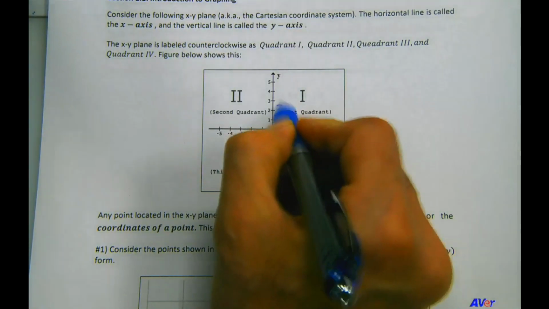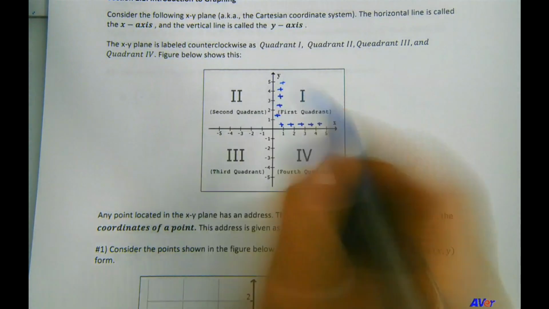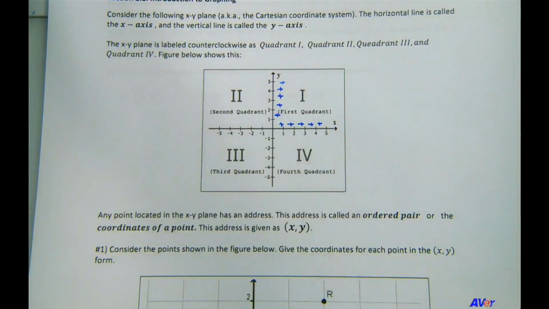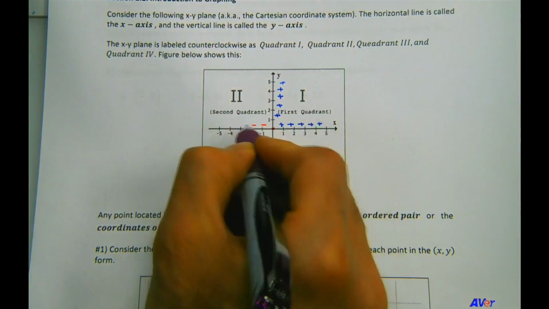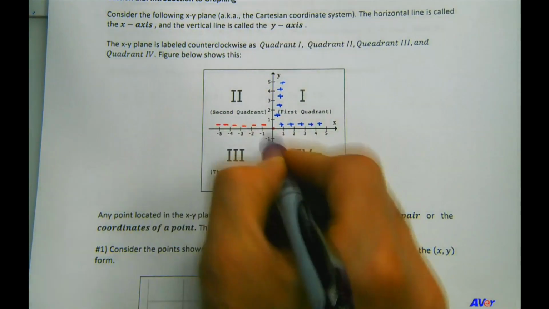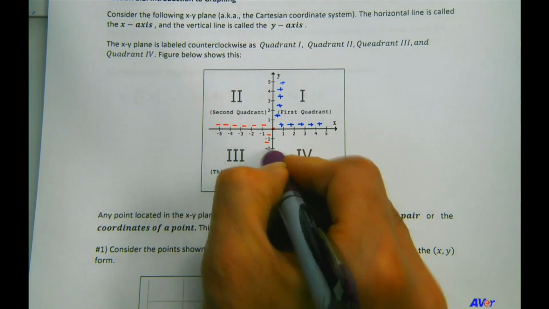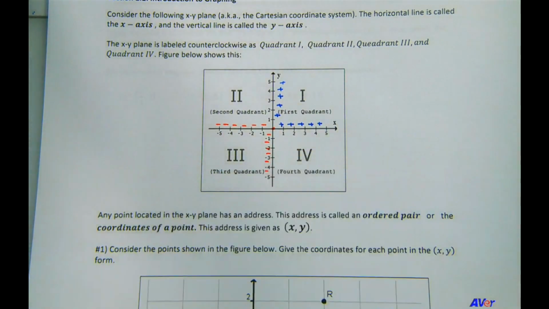As we know, in the first quadrant, all of these numbers on the right are positive, and alongside the y-axis as well. And on this side, to the left of the origin, which is 0, we have negative quantities. And vertically also we have negative quantities.